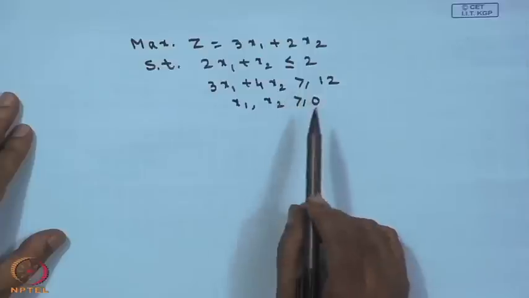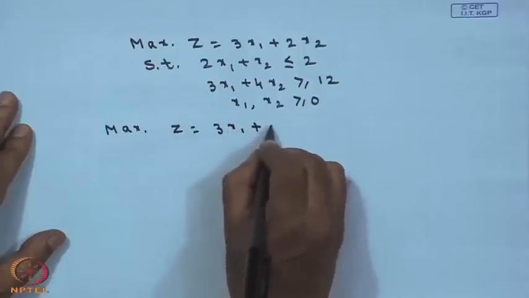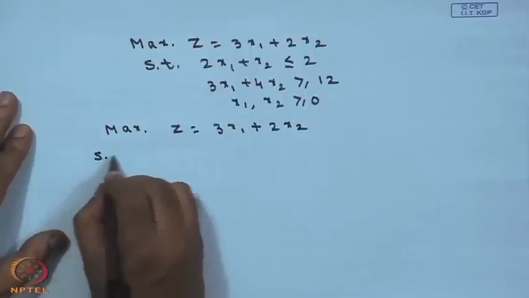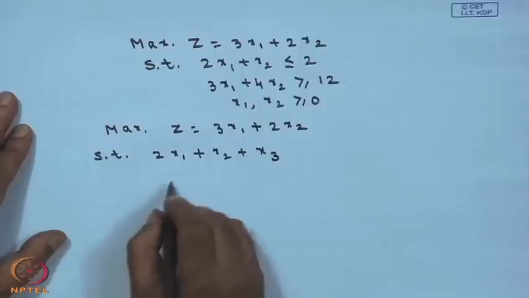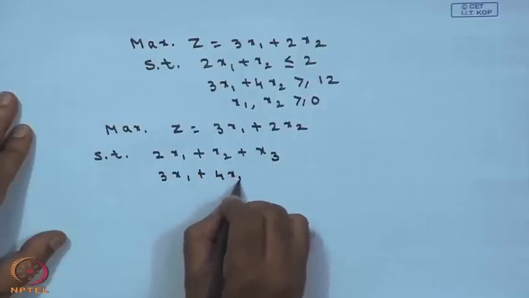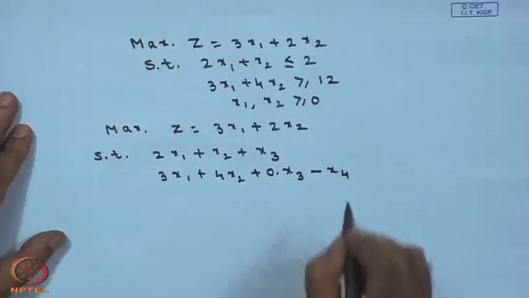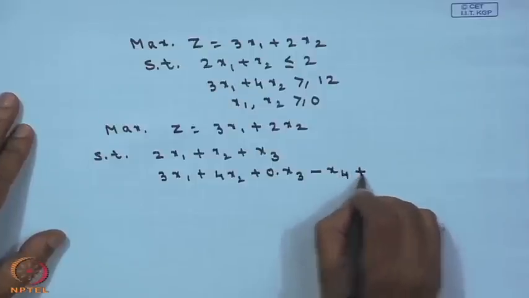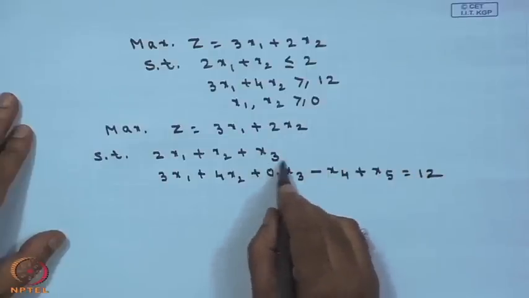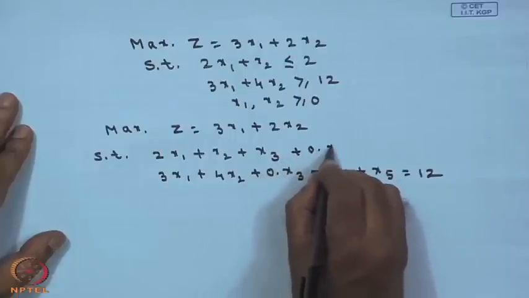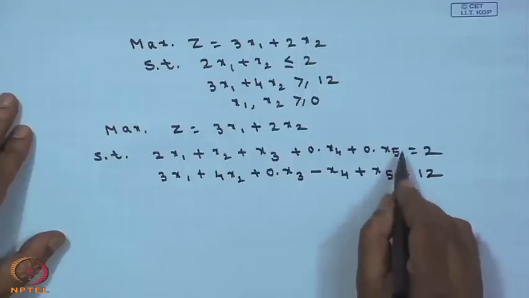So, whenever you write the standard form, it should be: maximize z equals, I am first writing 3x1 plus 2x2, the other coefficients I will fill in afterwards, subject to 2x1 plus x2 plus x3. The next one is 3x1 plus 4x2. Here there is no slack variable, so 0 into x3. You have to introduce one surplus variable, subtract one surplus variable, so minus x4, plus you have to add one artificial variable, plus x5, equals 12. So the coefficient of x4 will be 0 in the equality and the coefficient of x5 will also be 0 in the first one. So, the constraints are written like this.